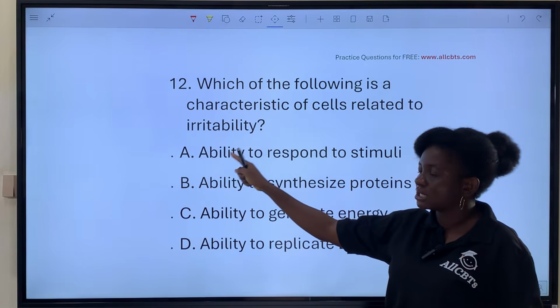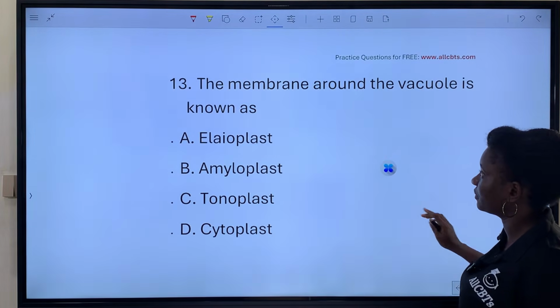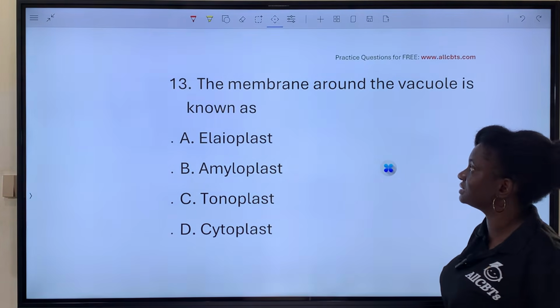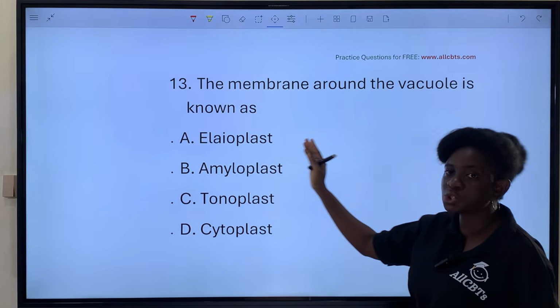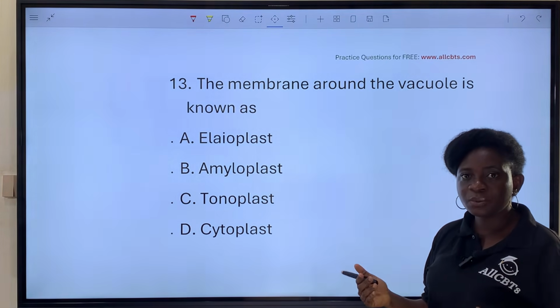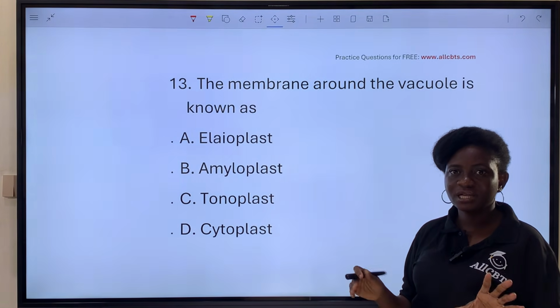Which of the following is evidence of evolution? When we say evolution, that's things that change, there's a change over time. So that's what evolution simply means. So we have option A, all of the above. So what is the all of the above?